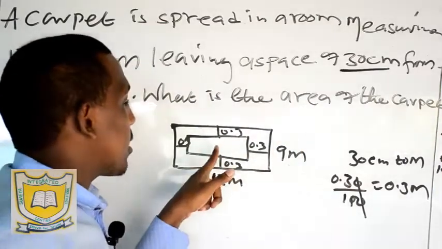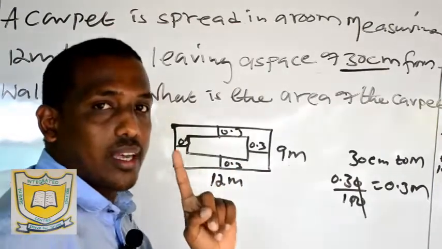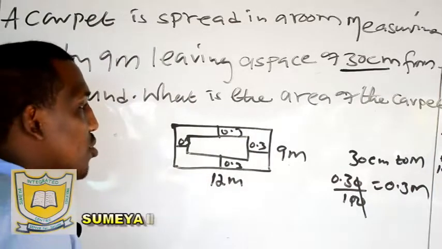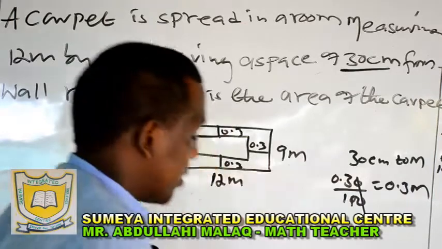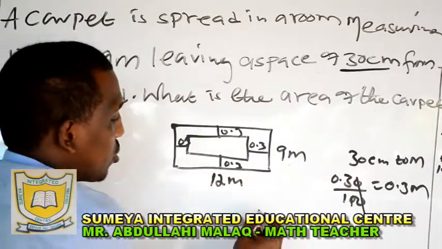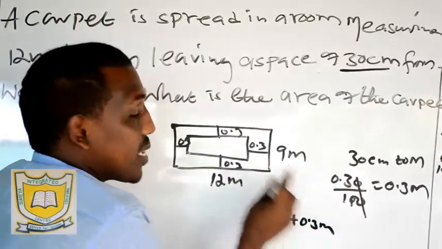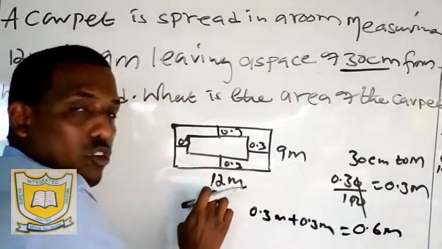So they said, get the area of the carpet, this carpet, the inside one. We cannot get it unless we get the length and the width of the carpet. How do we get the length and the width of the carpet? What we do, we add the margins. So we say 0.3 meters plus 0.3 meters, the two margins, which is equal to 0.6 meters. You subtract from the length now.